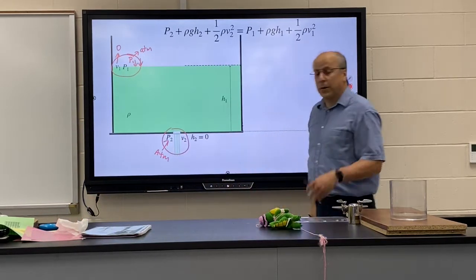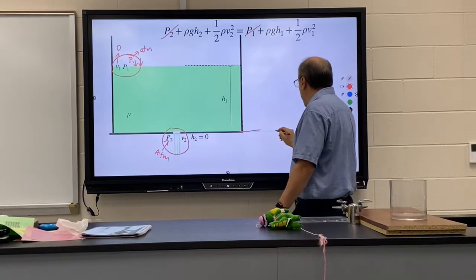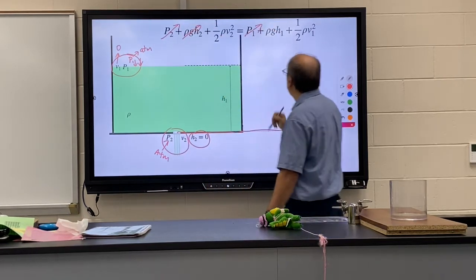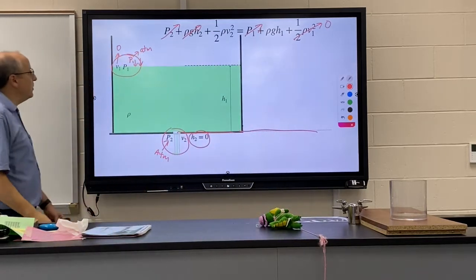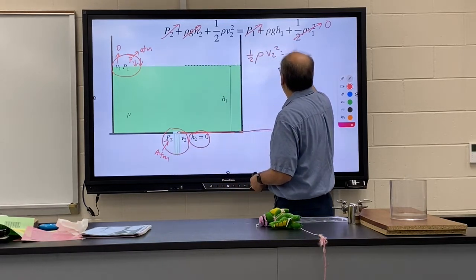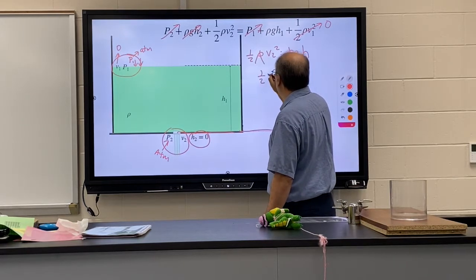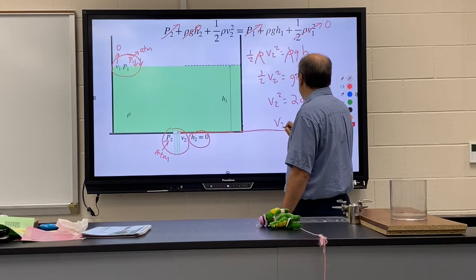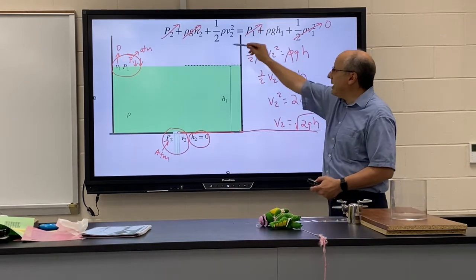Because region 1 and region 2 were picked in such a way that they're both atmospheric pressure, we can get rid of them. I would pick this as ground level so that the height of region 2 is 0. That would get rid of this whole term. Velocity 1 is pretty much 0, because if it's a big enough tank, this water's barely going to be moving. After getting rid of all the things that don't matter, we're back to 1/2 rho V2 squared equals rho GH. Density is on both sides. We can cancel it out. And we get 1/2 V2 squared equals GH. V2 squared equals 2GH. V2 equals radical 2GH. We already knew that. We derived it from Newton's laws. I just wanted to show you how we can get it with this equation.